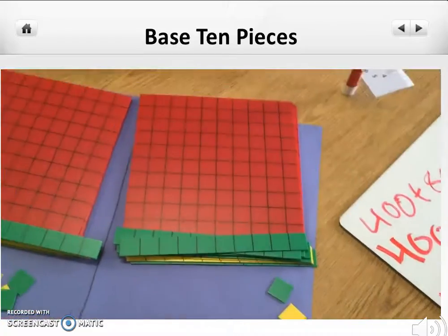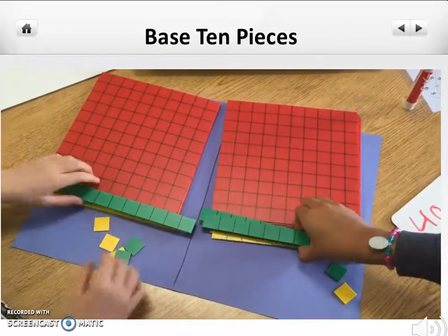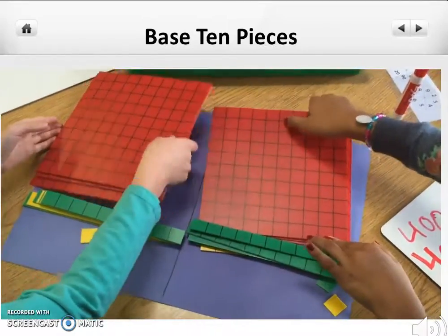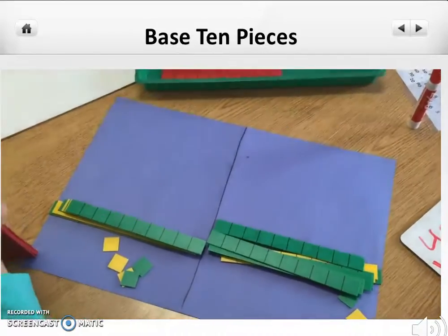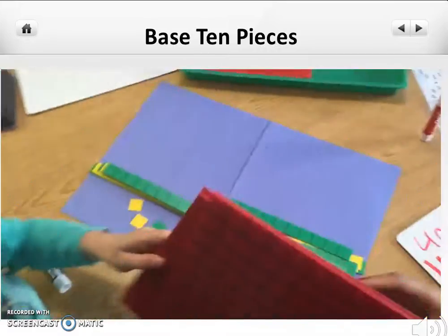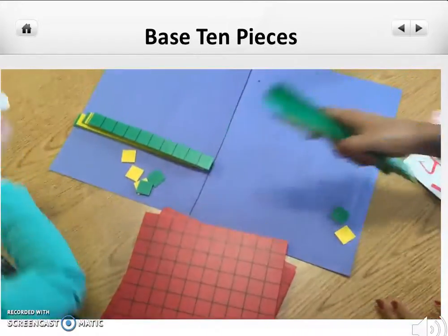Okay, so now we're going to add up the hundreds. What's 400 plus 400 going to be? 4 plus 4 is 8, so it'd be 800. Okay. These two would make 800. Alright.